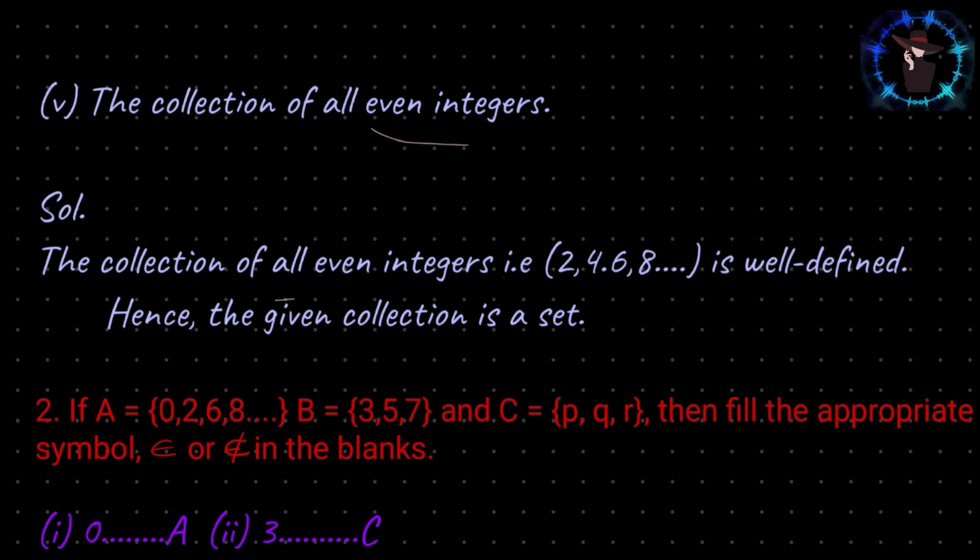The collection of even integers, that is 2, 4, 6, 8. We know what the even integers are, right? Unlike the previous questions, where we don't know who the cricketers or the writers were, we know what the integers are, right? So it can also form a set.